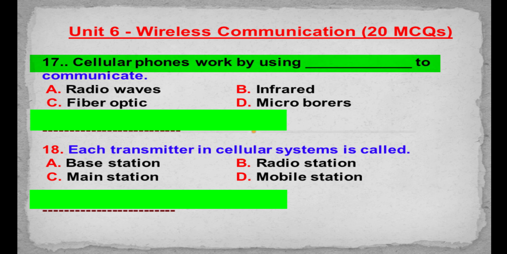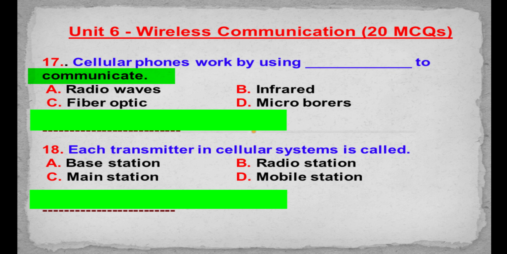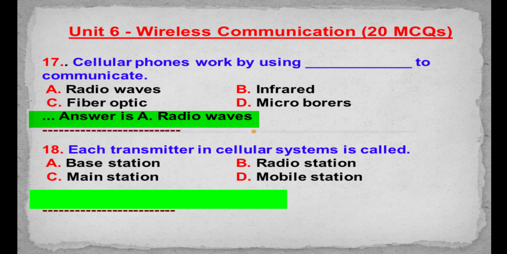MCQs number 17. Cellular phones work by using dash to communicate. Option A, radio waves. Option B, infrared. Option C, fiber optic. Option D, microwaves. Correct answer is option A, radio waves.